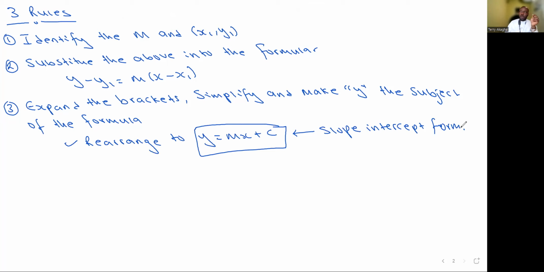You then substitute it into the formula, y minus y1 equals m into bracket x minus x1. Then you expand the bracket, okay? So let's pick an example, all right? Let's see what we can do.